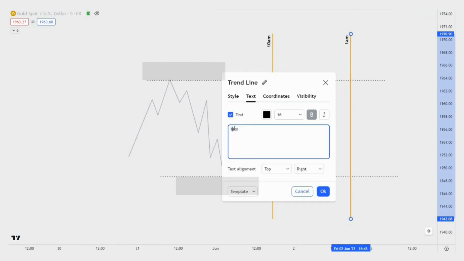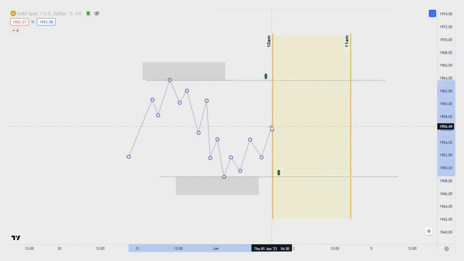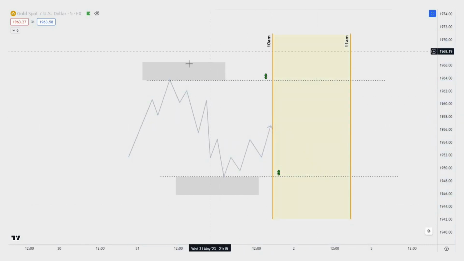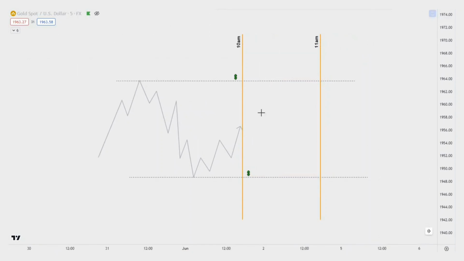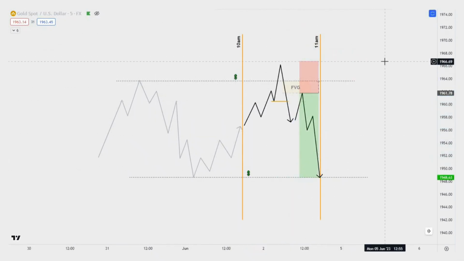The next step is to mark the time window between 10 AM and 11 AM. The entry can sometimes be found a little early, so be flexible about that. Then you need to wait for price to take the buy-side or the sell-side liquidity. Then you need to wait for a market structure shift and enter a sell trade on the edge of the imbalance zone, or so-called fair value gap.